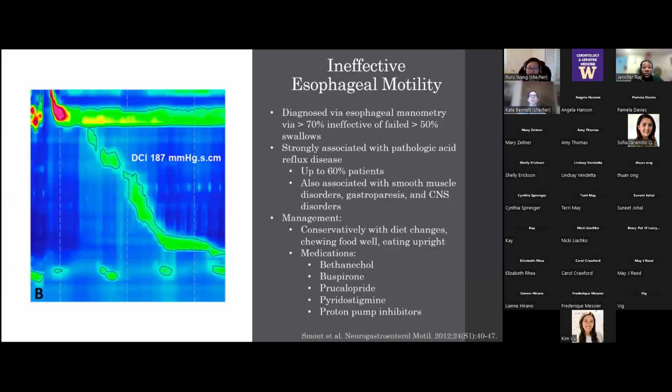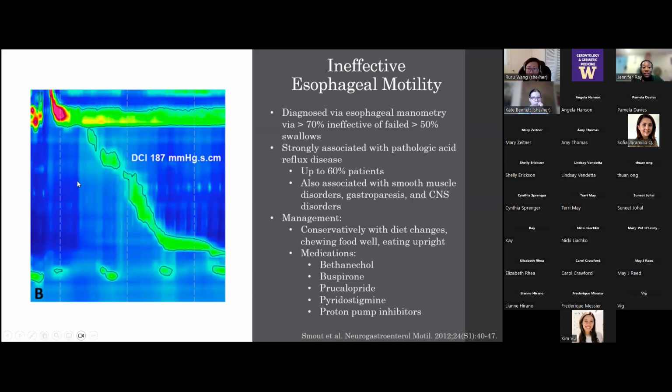For ineffective esophageal motility, this is the picture again, that's this diagnosis here. It's diagnosed when we have patients do swallows during the manometry test, and we have a certain number of parameters for if a swallow is considered weak or ineffective or failed. So we have specific cutoffs for that. It's not quite one-to-one, but it is very strongly associated with acid reflux disease. In fact, up to 60% of patients with acid reflux disease will have ineffective esophageal motility disorder.